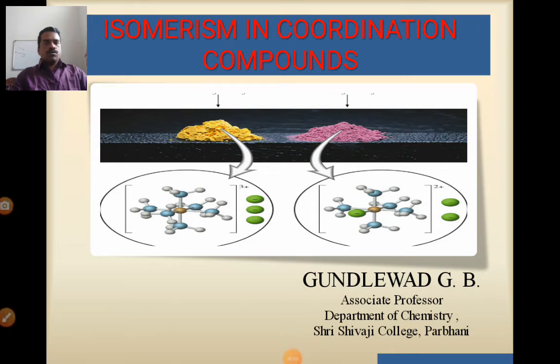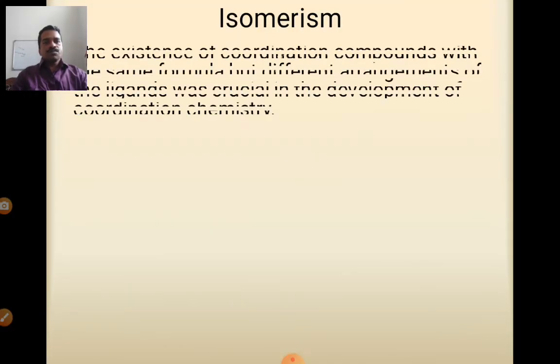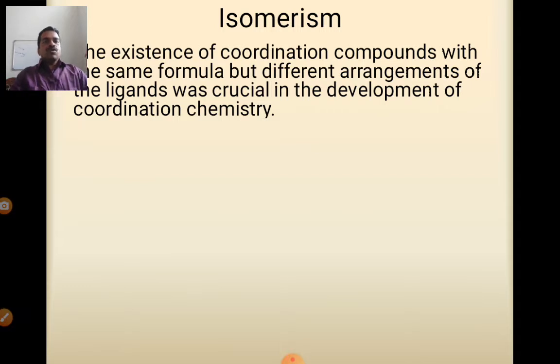Hello everyone. In this lecture, we are going to study isomerism in coordination compounds. In our previous lecture, we studied Werner's theory of coordination compounds. According to Werner, there may be existence of isomerism in coordination compounds, which we have to see here. The existence of coordination compounds with the same molecular formula but different arrangement of ligands was crucial in the development of coordination chemistry.